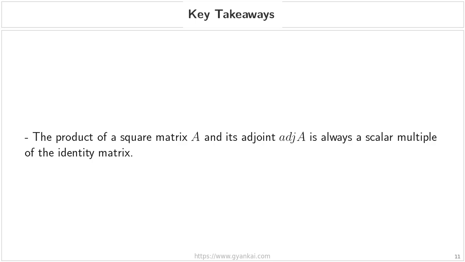Key takeaways. First, remember the core principle we've been working toward. The product of a square matrix A and its adjoint, adj A, is always a scalar multiple of the identity matrix. This means that when you multiply them, you don't just get any random matrix. You get a very specific, clean result where the diagonal elements are all the same.